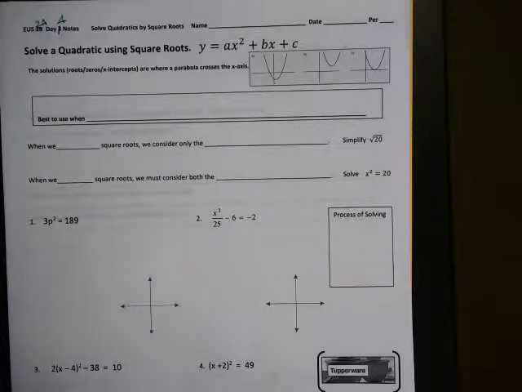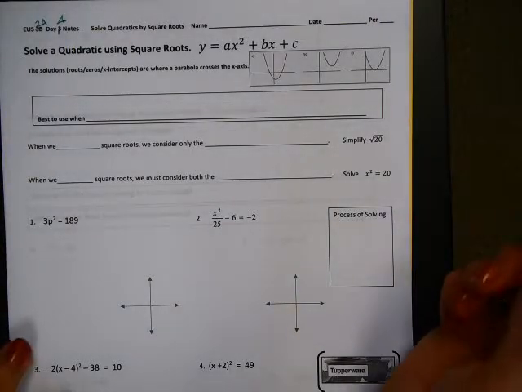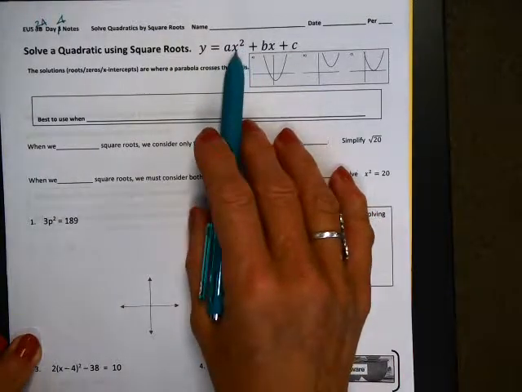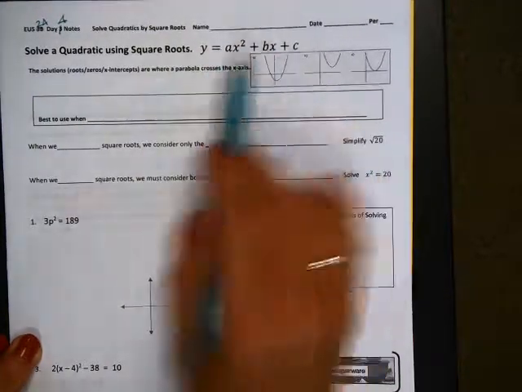Alright, this is day 4 of notes for EUS 2A. We're solving quadratics using square roots. So remember that if you're solving a quadratic, it's got an x squared of highest degree. This one is in standard form.